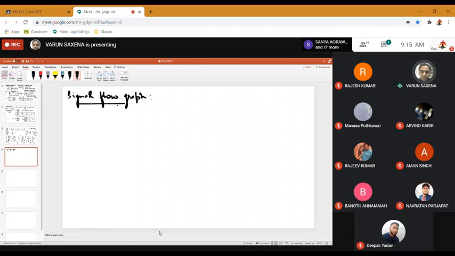Okay, so let me just rewrite the equations again. So di by dt is minus R by L into I, minus 1 by L into Vc, plus 1 by L into E, and dVc over dt is 1 upon C times I.